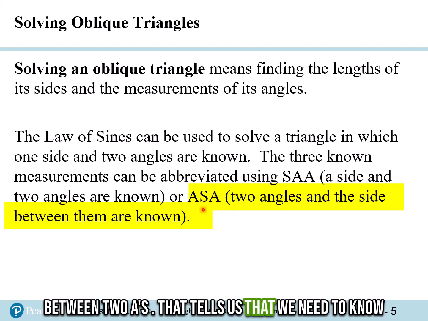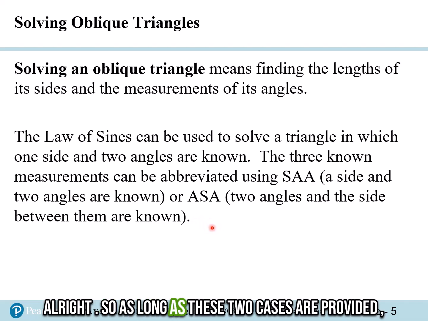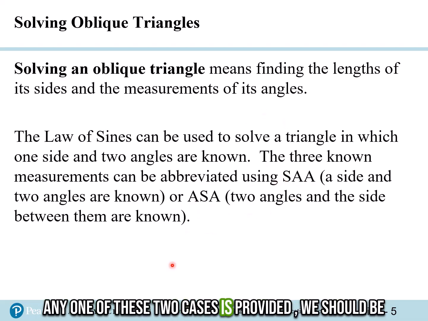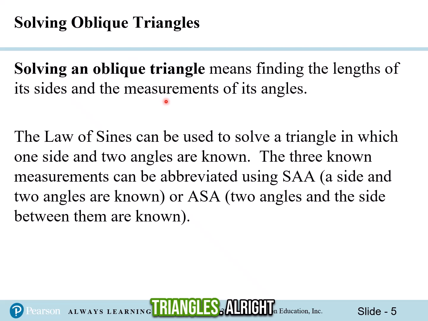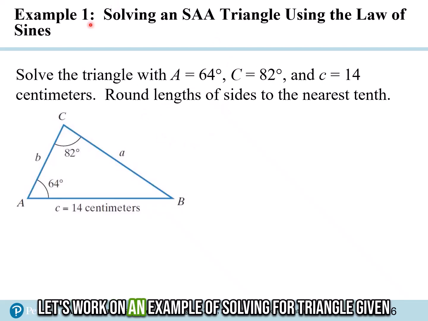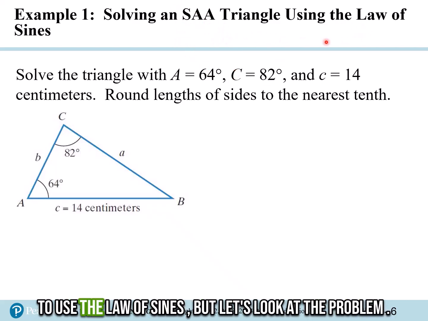That tells us that we need to know the length of the side between the two given angles. As long as any one of these two cases is provided, we should be able to apply the law of sines and solve for oblique triangles. Let's work on an example of solving for a triangle given the measure of one side and two of the angles. We have to use the law of sines, but let's look at the problem.